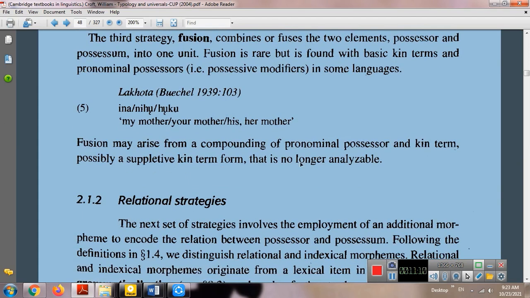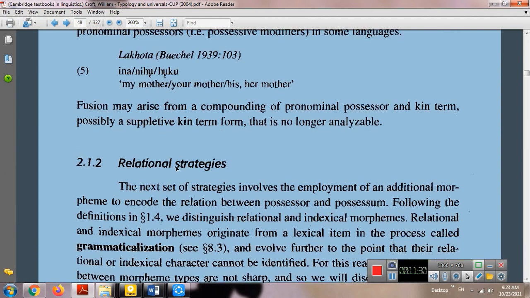Fusion may arise from a compounding of pronominal possessor and kin terms. Fusion may arise from the compounding of a pronominal possessor, here pronominal my, your, his or her, and the kin term mother, possibly a suppletive kin term form that is no longer analyzable. Okay.